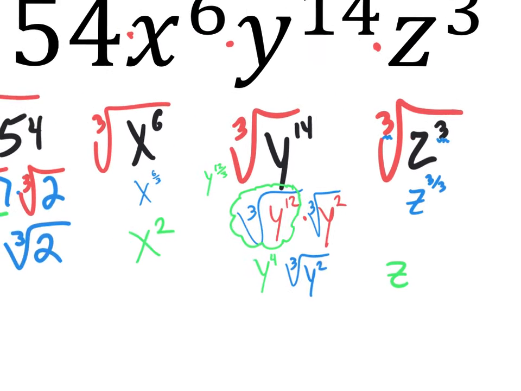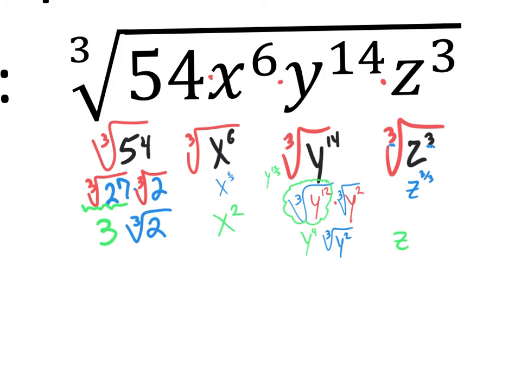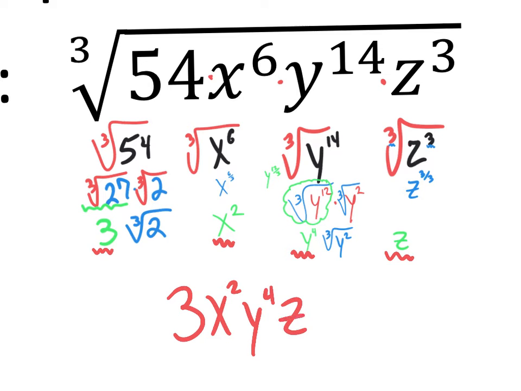So looking at the whole problem, that third root problem of 54x to the 6, y to the 14th, z to the 3rd, we split them up and it became like 4 different radical problems. And we did all 4 and we got answers for all 4. Now we just need to organize our answers. Let's write our nice values that were outside of radicals out in the front. So I am going to take the 3, the x squared, the y to the 4th, and the z, and write it together. 3x squared, y to the 4th, z.